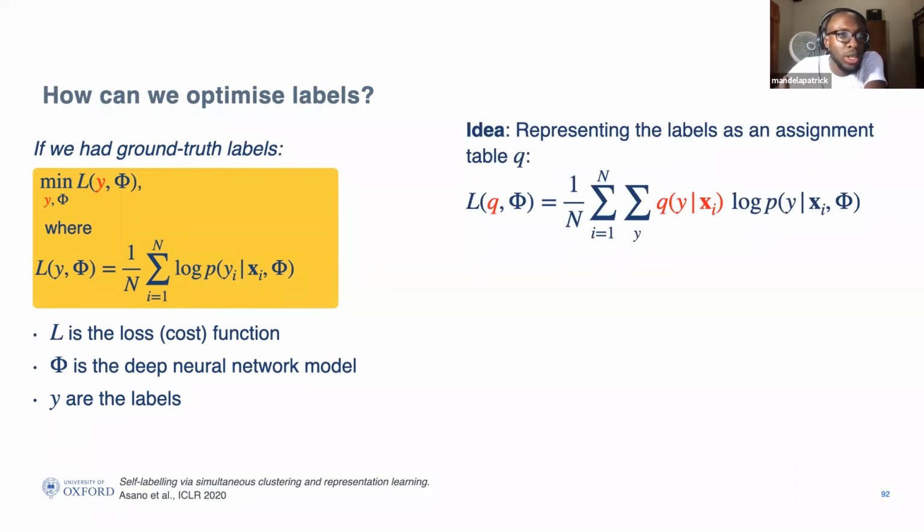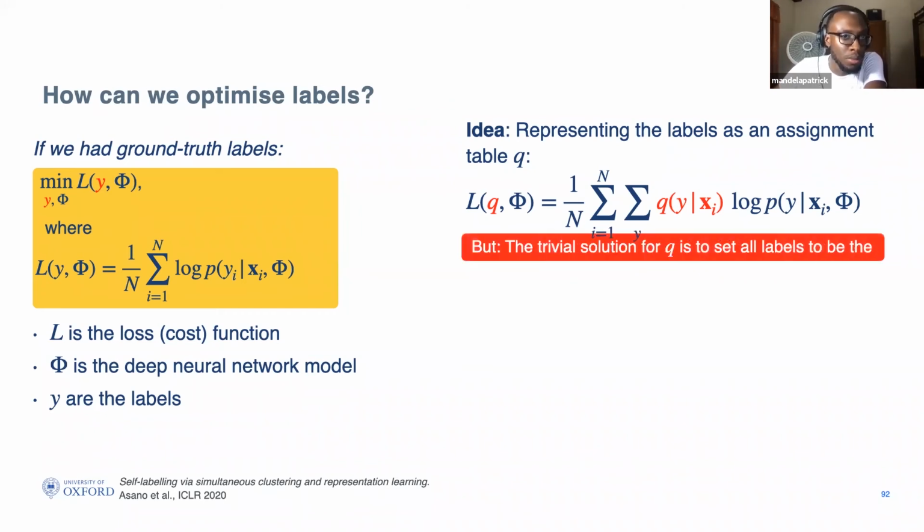But if you try to do them jointly, it leads to a trivial solution, because the trivial solution is just to set all the labels to the same point, which is the easiest way to satisfy this function. What this function represents is that for all the images in your data set, from i equals 1 to n, you want to maximize the log likelihood of the ground truth class y.